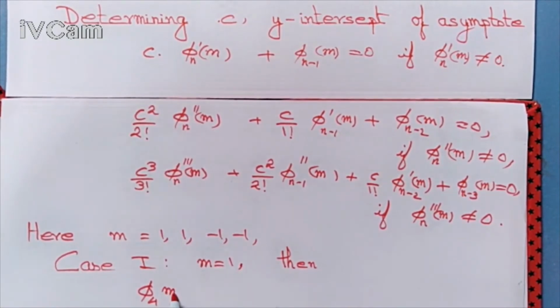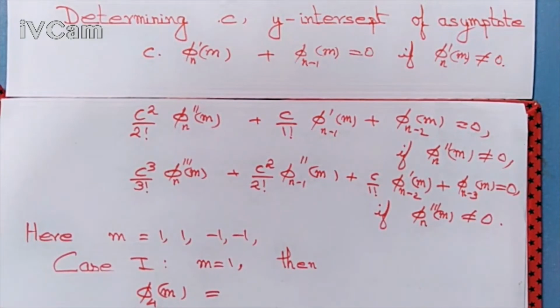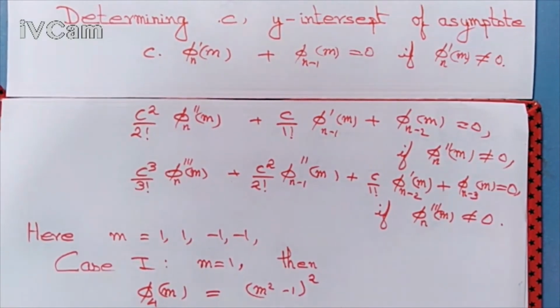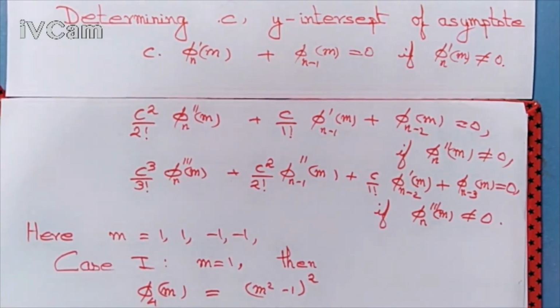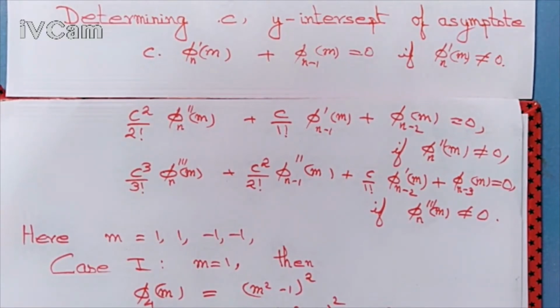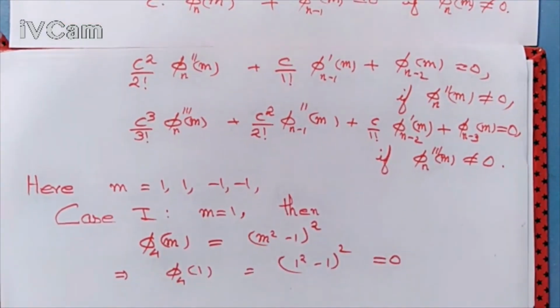phi 4 m equal to m square minus 1 whole square. This implies phi 4 of 1 is obviously 0. So first formula phi 4 of 1 is obviously 0. First formula fails.